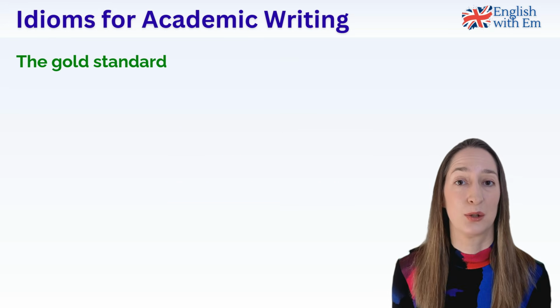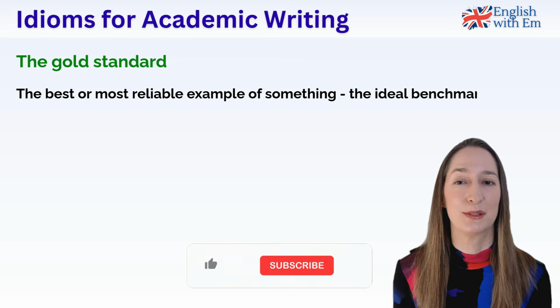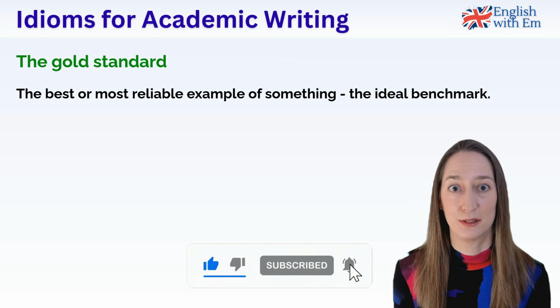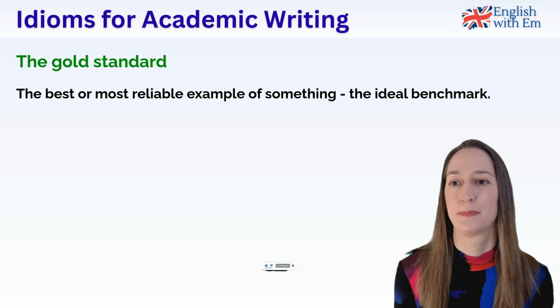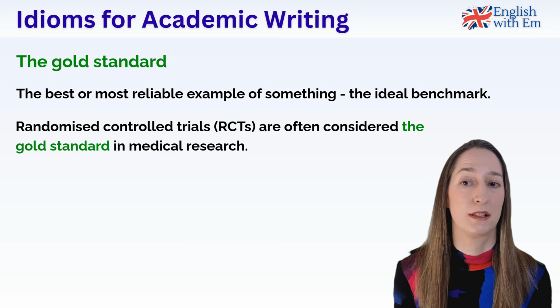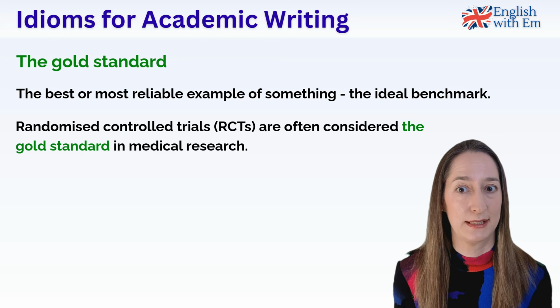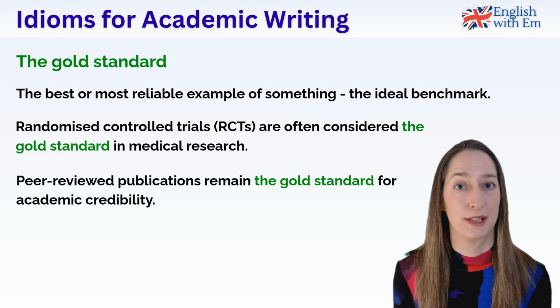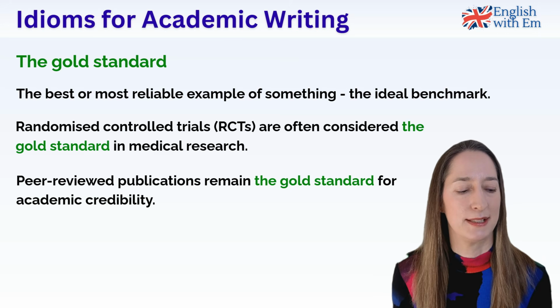If something is the gold standard, it is the best or most reliable example of something, the ideal benchmark. Randomized controlled trials are often considered the gold standard in medical research. They're the best. Peer-reviewed publications remain the gold standard for academic credibility. True story, they are considered the best.